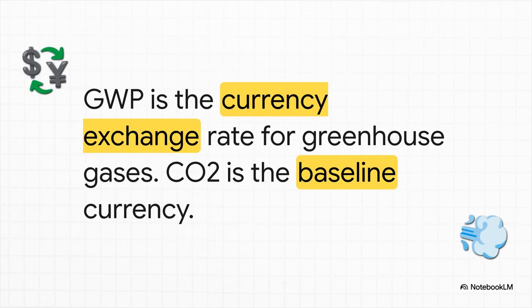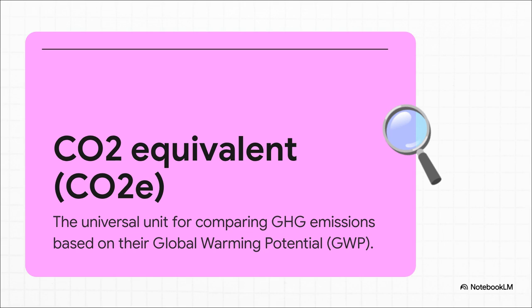Honestly, the absolute best way to think about GWP is as a currency exchange rate, but for gases. CO2 is our baseline. It's like our US dollar. GWP gives us the exchange rate to convert every other gas, whether it's the euro or the yen, back into that single dollar value so we can see what it's all worth together. And once everything is converted using that GWP exchange rate, we finally get our universal unit, the CO2 equivalent, or CO2e. This is what lets us add everything up into one final number. That single figure, that's your carbon footprint.